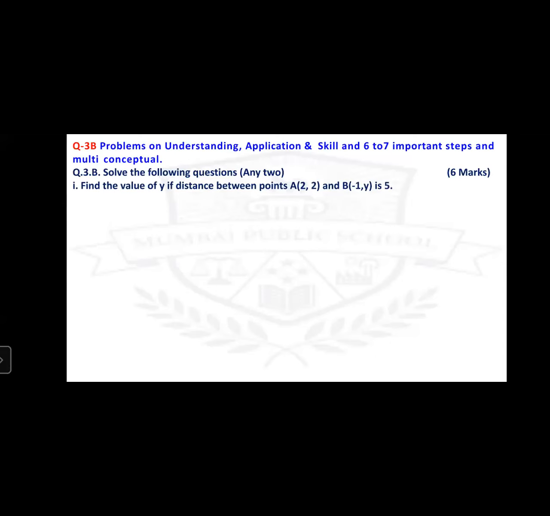Now first, find the value of y if the distance between points A(2, 2) and B(-1, y) is 5. Again, this question is from the chapter coordinate geometry. Two points are given, their distance is given as 5, and here you have to find the value of y. Okay, now the distance is given, that means we have to apply the distance formula.